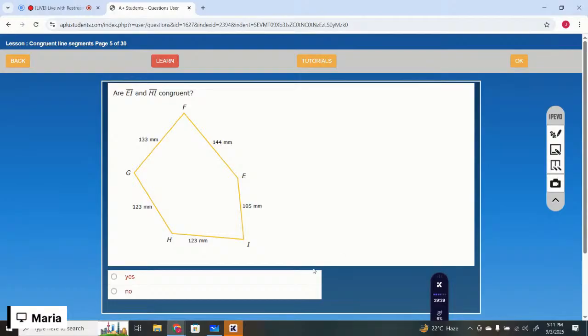Are EI and IH congruent? EI has the side length 105 millimeters and IH has 123 millimeters. So no, the side lengths are not the same, so that is not congruent. The correct option is no.